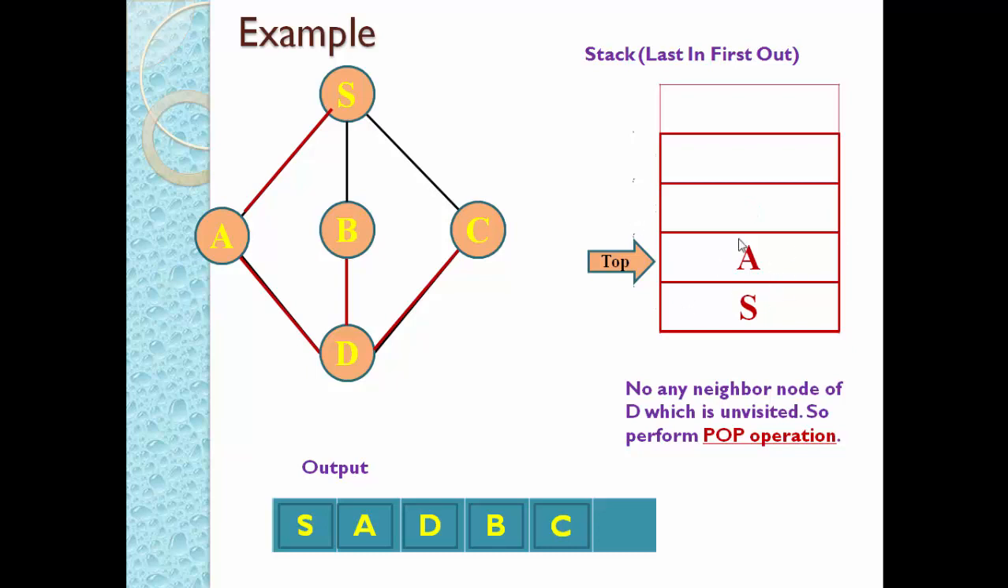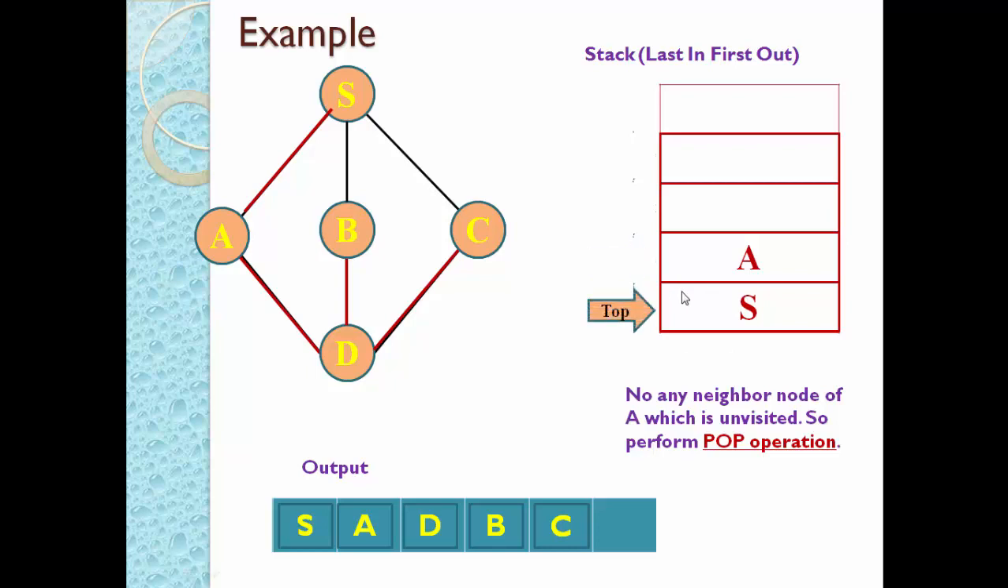Now the top of our stack is A and we have to explore A. A has 2 neighbor nodes, one is S and the second one is D, both already visited, so now again we have to perform the pop operation. We have to reduce top by 1 and we have to remove A from the stack.